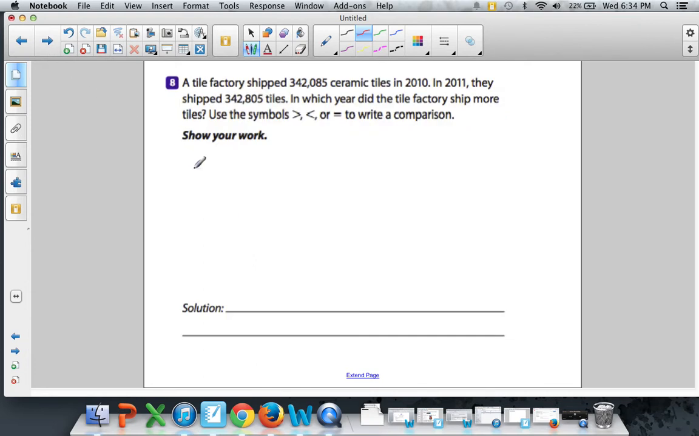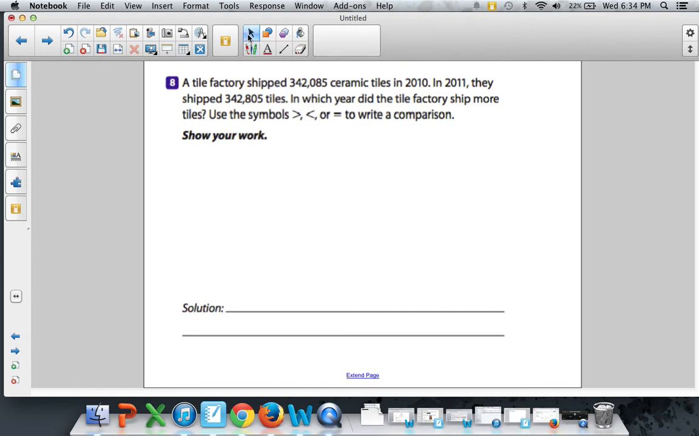A tile factory shipped 342,000 tiles in 2010. We're on page 12 now, by the way. In 2011, they shipped 342,805. In which year did the factory ship more tiles? Use the symbols. Show your work.